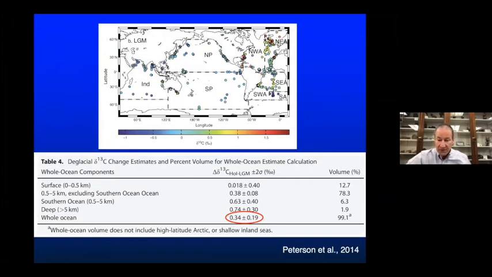And the implication of that, here's a more recent estimate of that. The implication is that the ocean took carbon from the atmosphere and from the terrestrial biosphere and stored it.